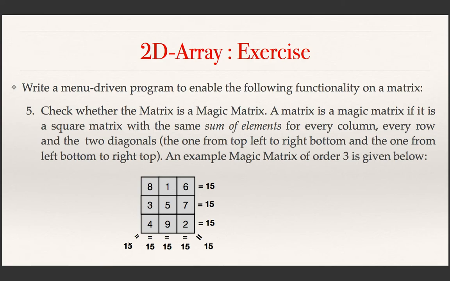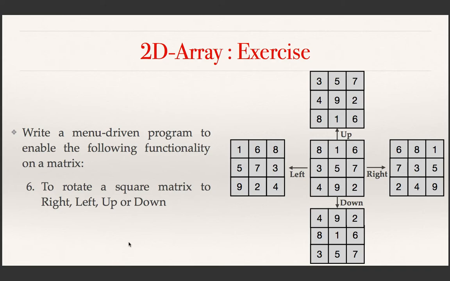And the last problem is to give an option to rotate a matrix to the right, left, up or down. If you look at this instance of the matrix, if you rotate to the right, right rotation means this column comes to the first. Look at these up, left, down, and right movements, to understand what I mean by rotating a matrix.